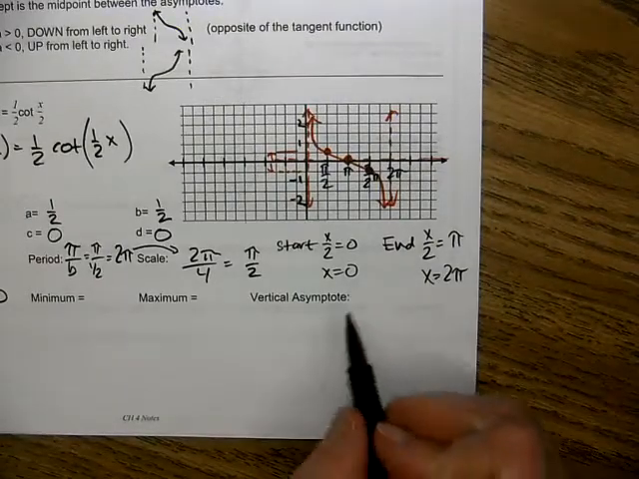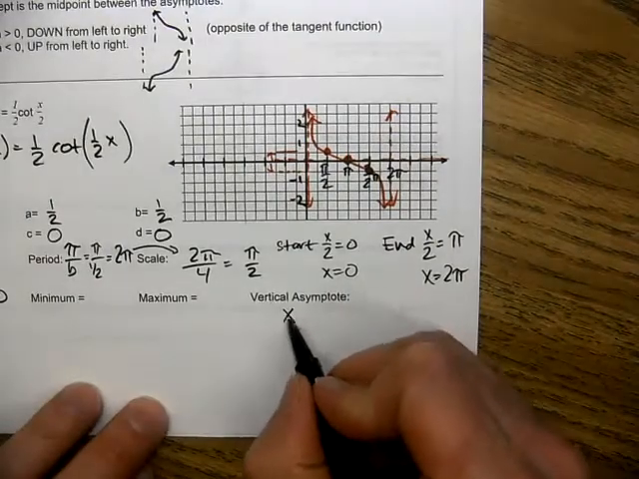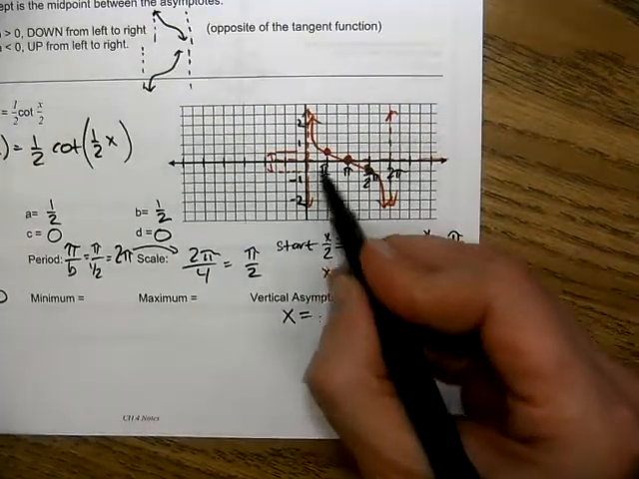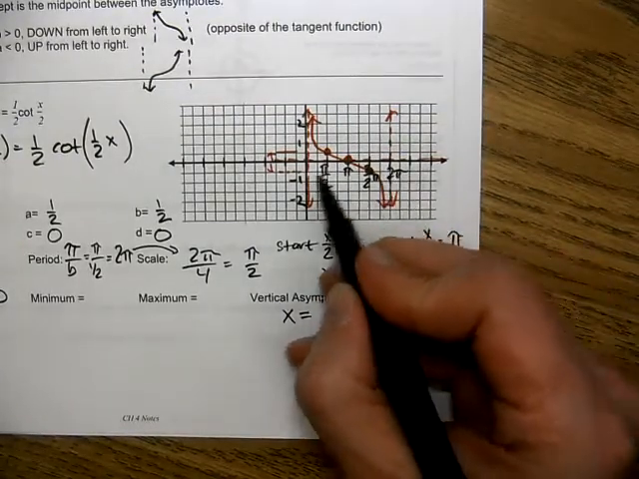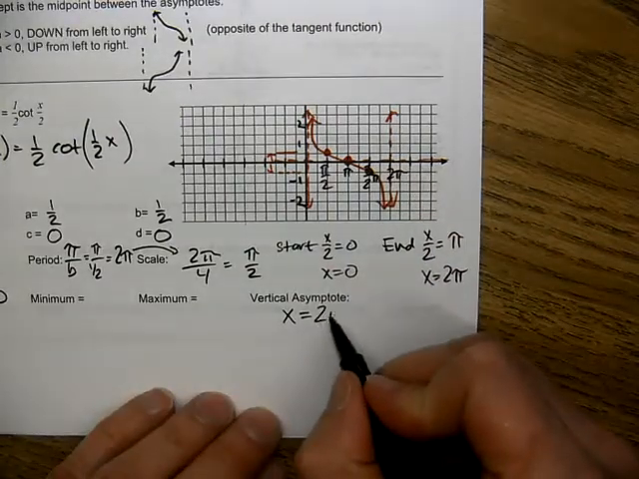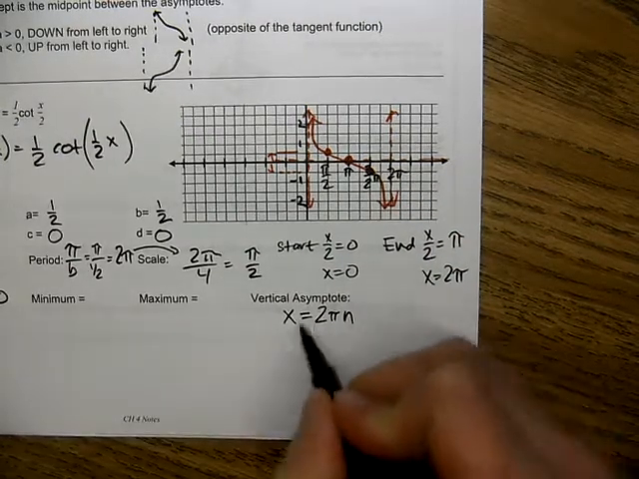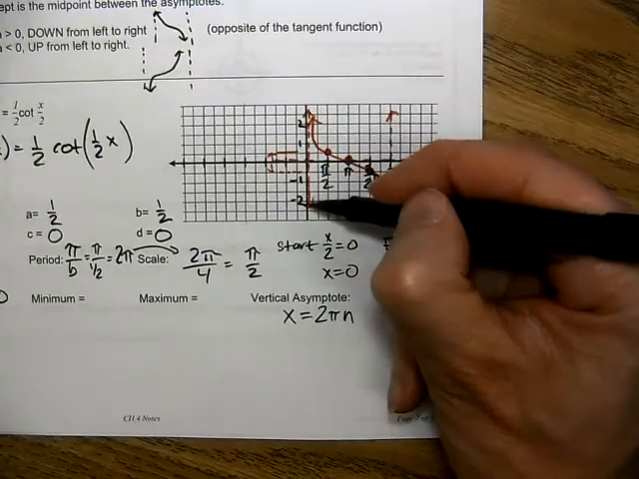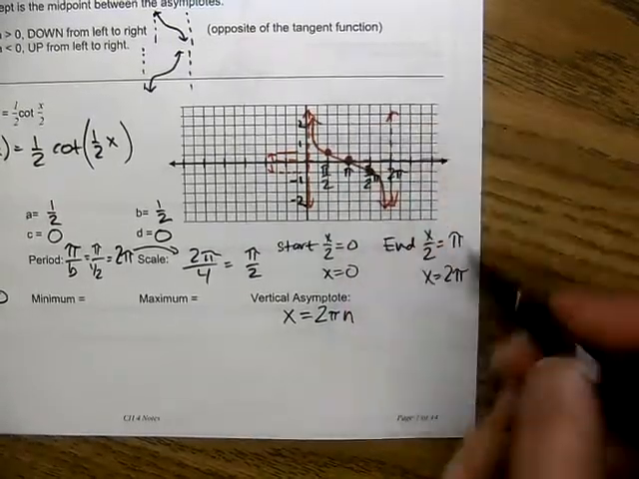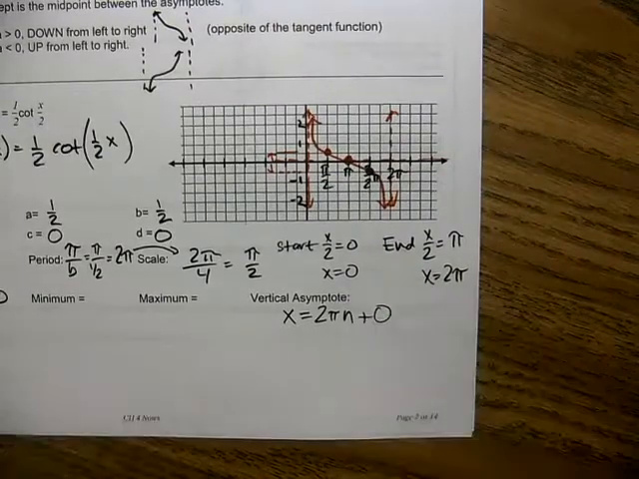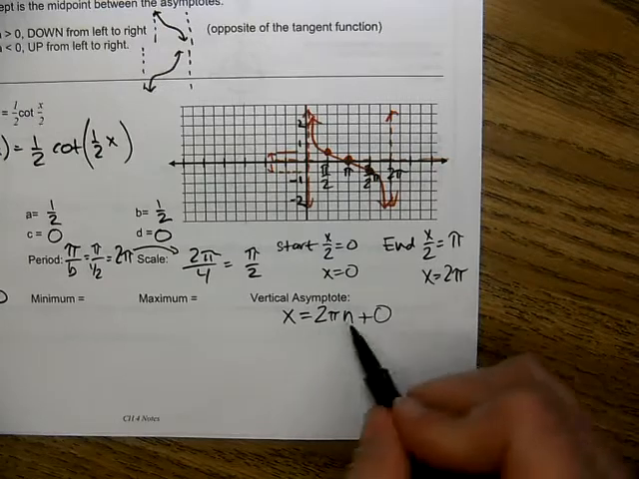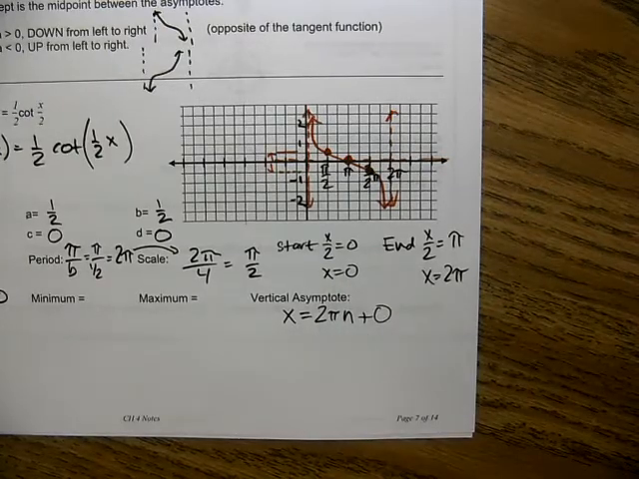So let's find the equation of these vertical asymptotes. X equals, so find the span, find the interval between one and the next. From 0 to 2 pi is 2 pi, so 2 pi times n. So every 2 pi it'll show up again. The first one is starting at 0, so we don't have to adjust for that. You can write a +0 if you like to keep track of it, but we don't have to show that plus 0. Those would be the two pieces that come together to write the equation. And that is our example.